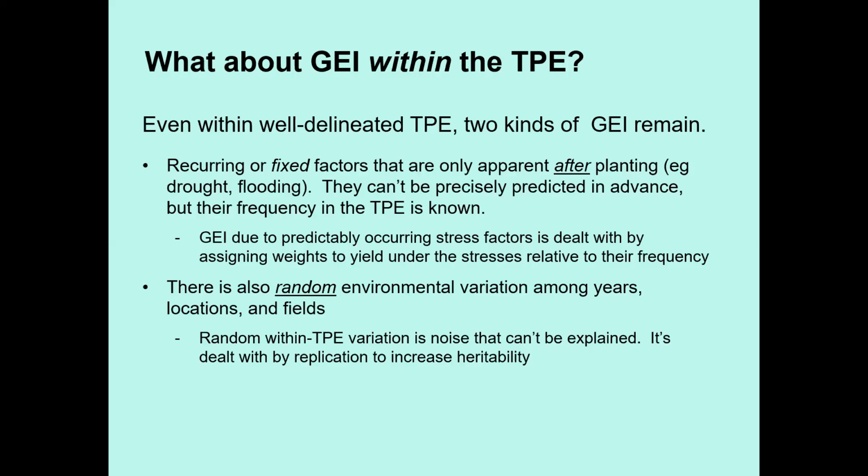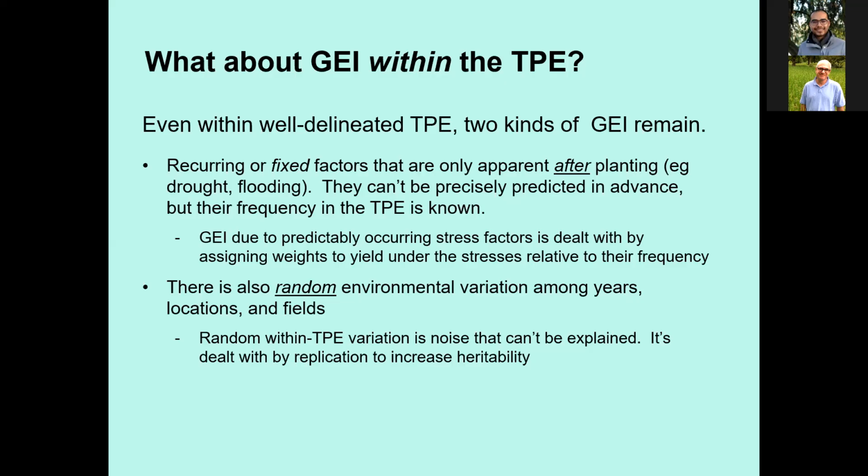So that type of G by E can be managed by weighting. You're going to have a certain frequency of drought trials in the testing process. You're likely to have a certain frequency of flooded trials, for example. So you can assign weights to those trials, or you can report the BLUPs out of droughted trials versus non-droughted trials separately in your report, and then select genotypes that do relatively well in both. Those are really the options that you have available.